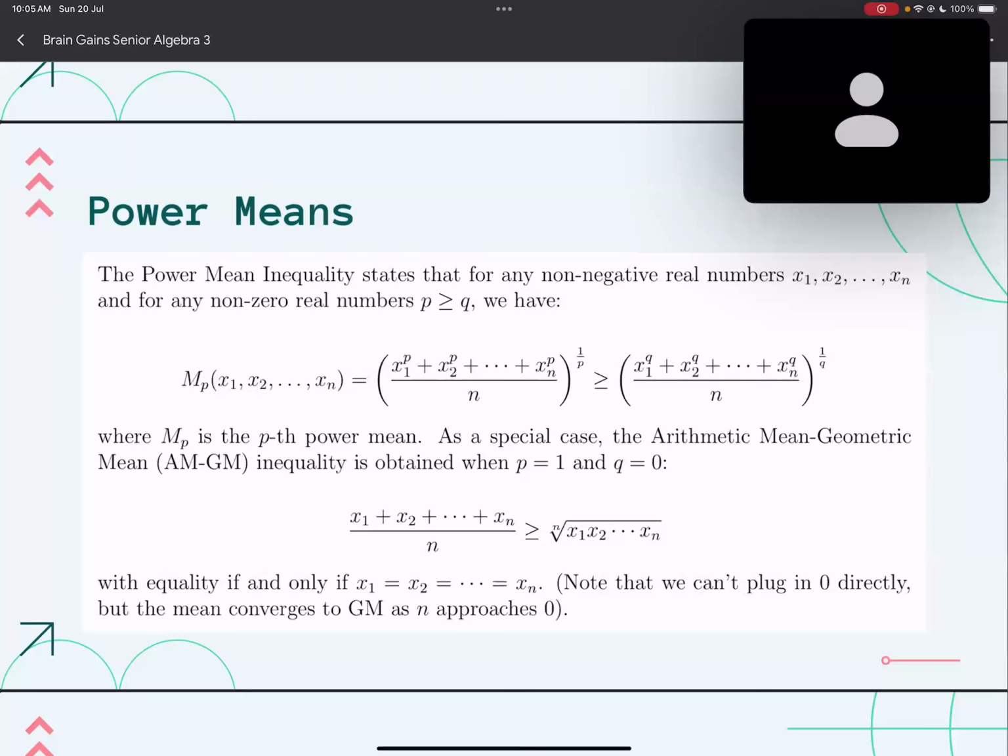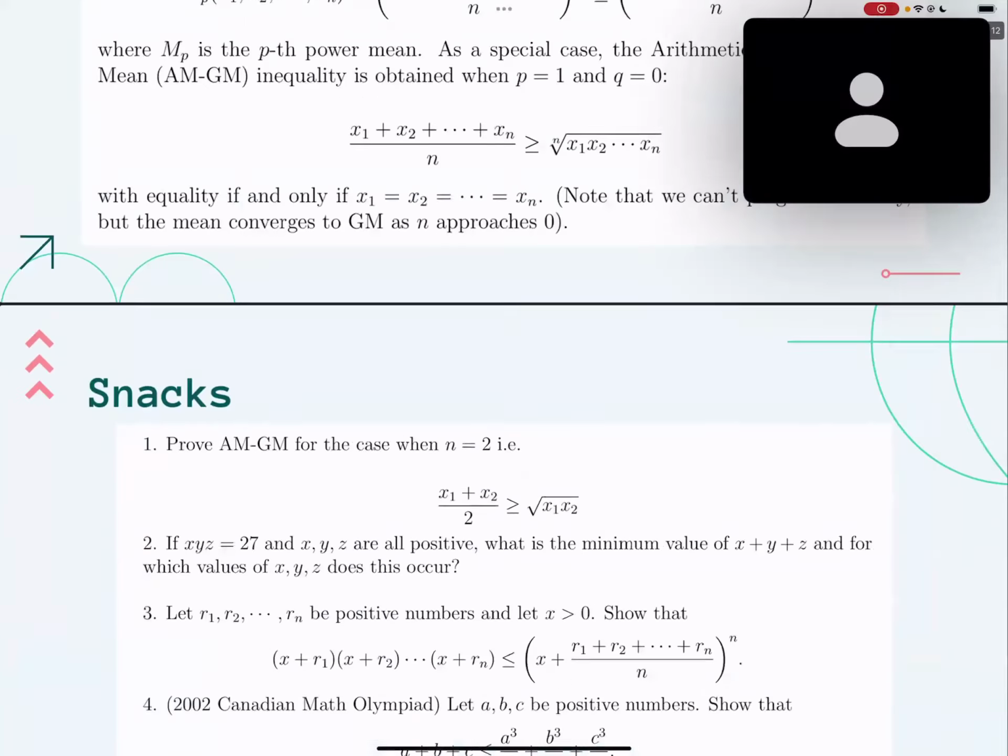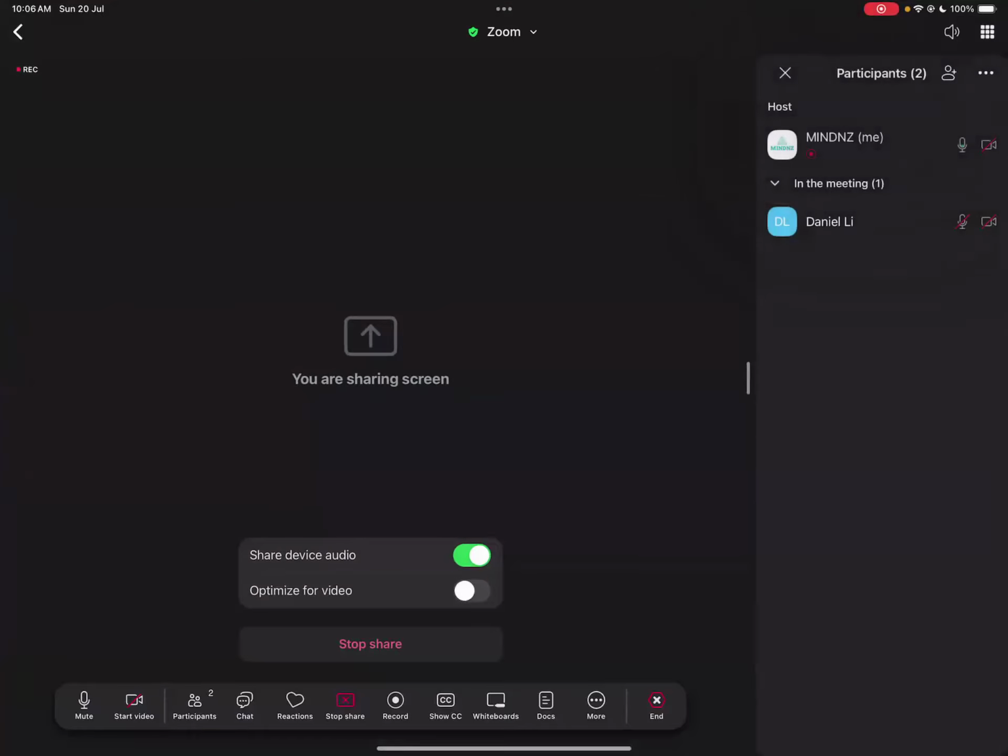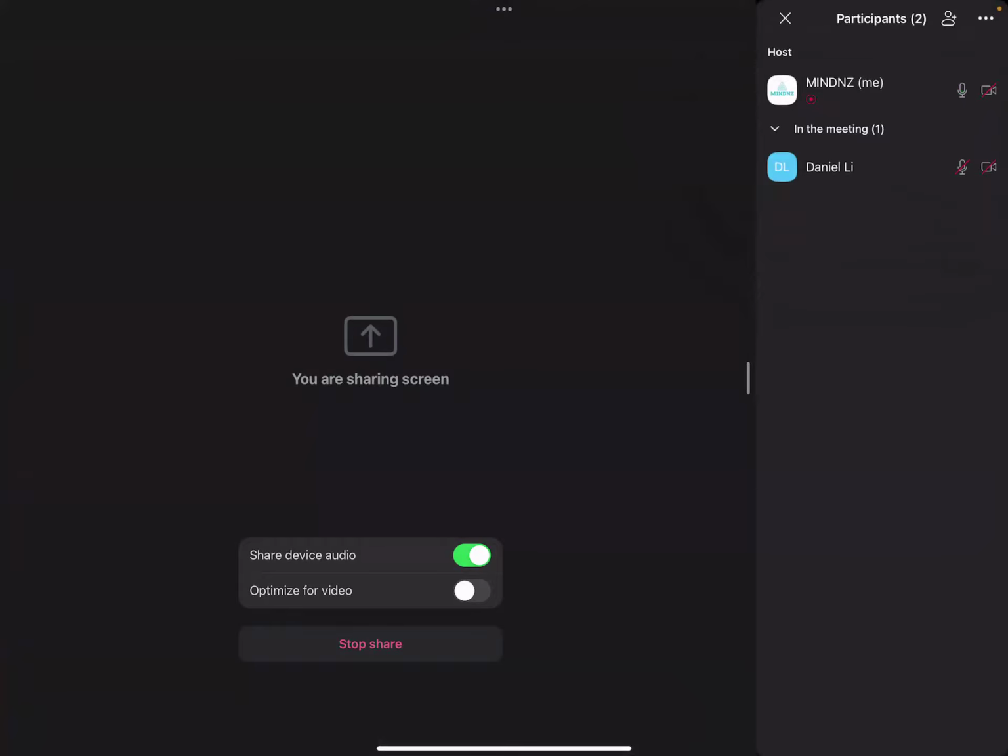Okay, so that's a pretty big content dump, but we're going to figure out how to use all of this info by doing a couple of problems. Okay, so firstly, let's try proving AM-GM for the case where n equals 2. That is, can we prove that (x1 plus x2) divided by 2 is greater than or equal to the square root of x1 times x2? Yeah, so how long should we spend on that? Let's just spend 5 minutes on that problem.